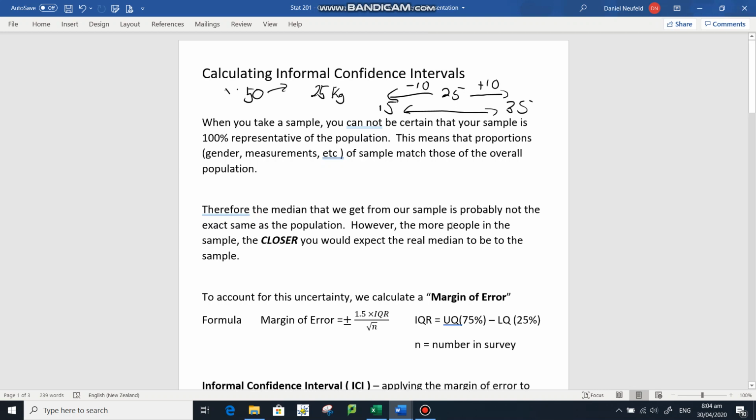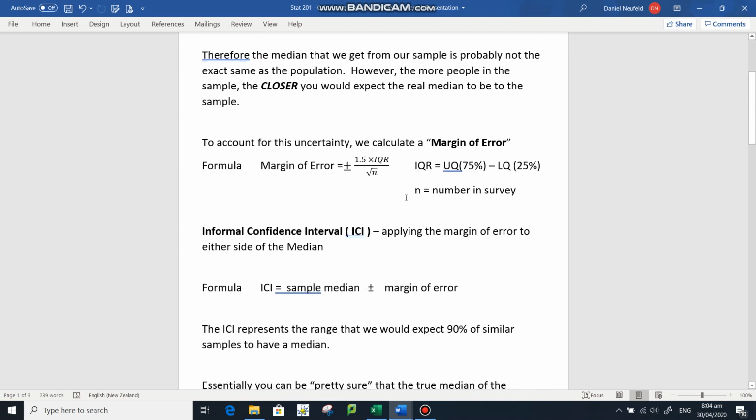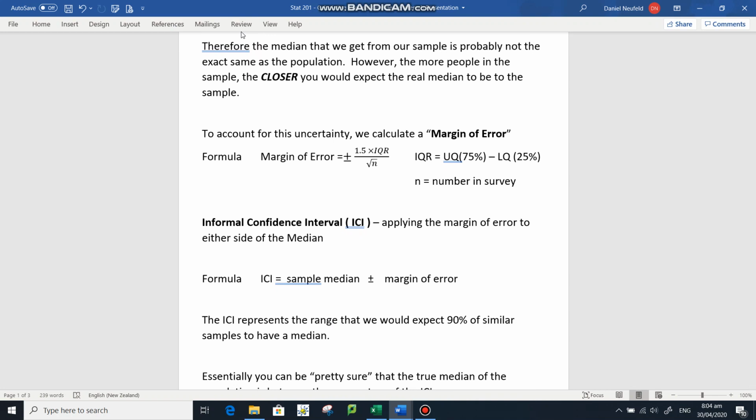Now, to calculate a margin of error for our confidence interval, this is the equation. So it's plus or minus, right? Your give and take. 1.5, always 1.5, times the IQR, which is your interquartile range, that size of the box. When you have your box and whisker, from here to here, whatever that number is, that's the interquartile range. And then you divide by the square root of how many people are in the survey. So if I have 100 people, it's the square root of 100. If I have 50 people, square root of 50.